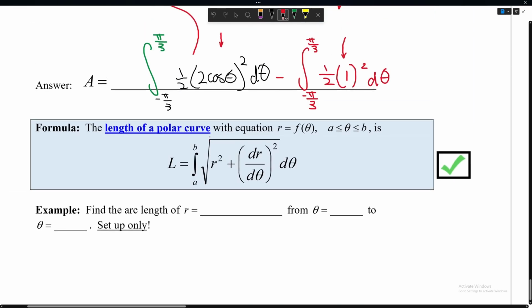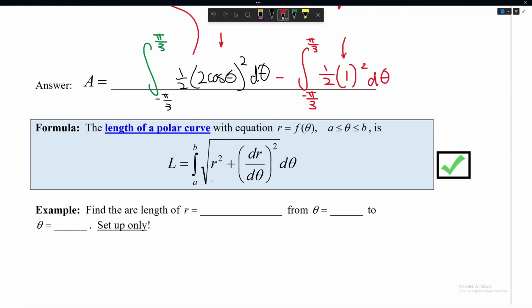It's too late at night right now, man. My brain is fried. Okay, so find the arc length of R. R equals... Oh, okay, so I'm assuming she gives you these details. So let me go to her lecture and see what she gave you guys.